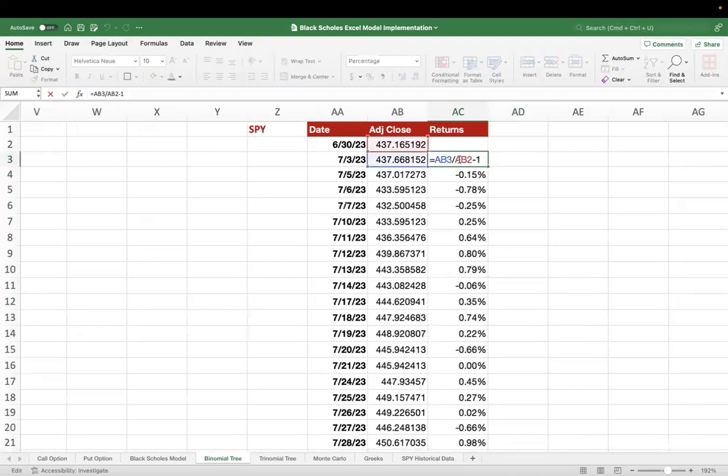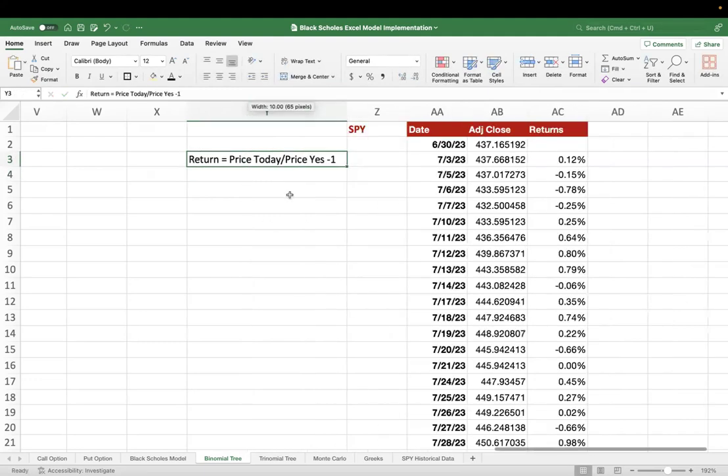So how will we calculate the return? I have shown you this. It is nothing but whatever price we have today, divided by the price yesterday, minus 1. That's how we calculate the returns. So always remember, the return is price today divided by price yesterday minus 1. That's it.